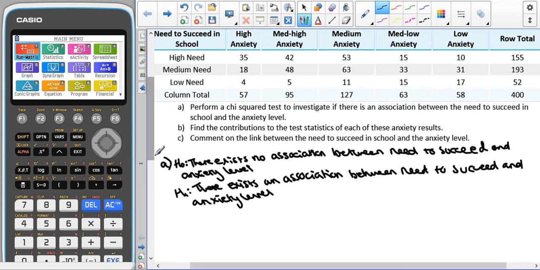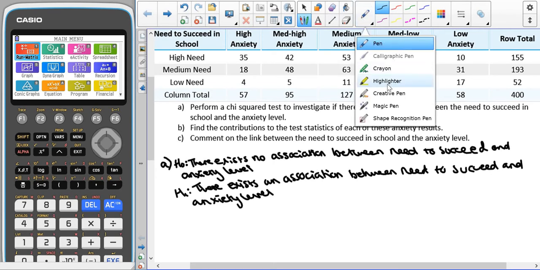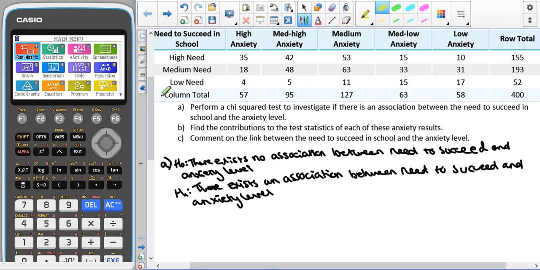So then the next thing that we need to find is our expected values to see if we need to do any pooling. Now, one important thing is that we do not need to include the totals columns. So that means that I'm actually not going to enter in this bottom one here or this one here down the right hand side. It's only going to be these ones here in the middle.